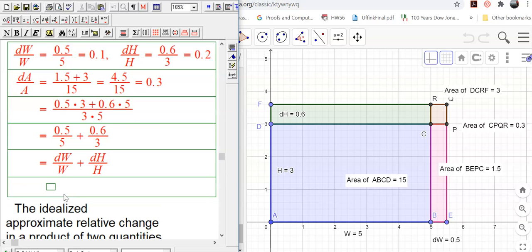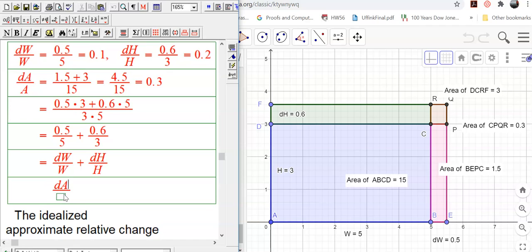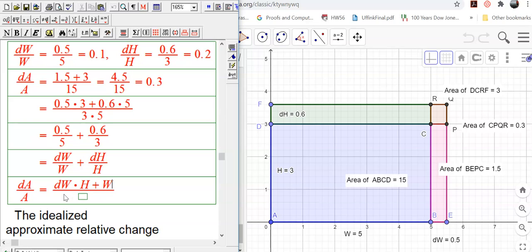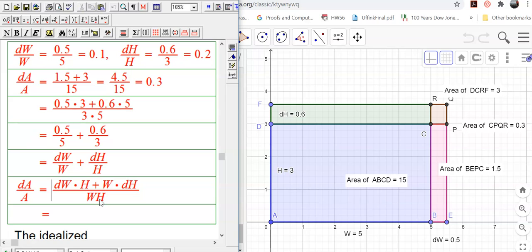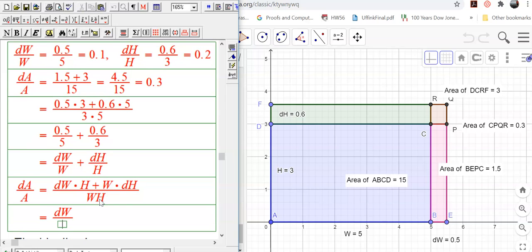Let me just prove it for you just real quick. If you believe our derivation of the product rule before, if this was really dW times H plus W times dH all over, okay, so that was dA. What was A? Oh, it's just WH. It's just exactly the same calculation in general that I just showed you. In one of the factors, the H's cancel, and in one of the factors, the W's cancel.